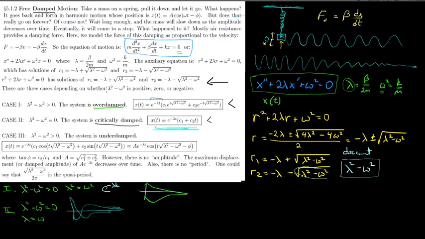One last case, and that's the most interesting case. Case 3 is when lambda squared minus omega squared is negative. In other words, lambda squared is less than omega squared. In this situation, lambda is very small, so that might represent a very thin viscous medium, not very thick at all, like air. So this might be a case where you have a spring in air.